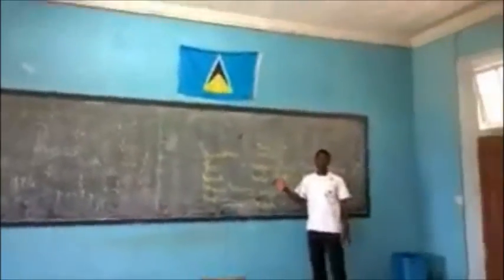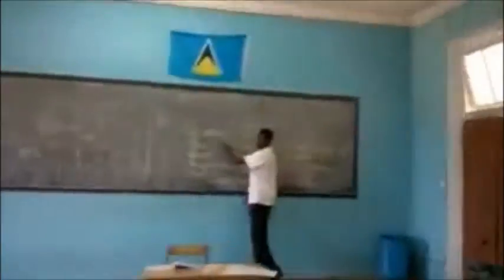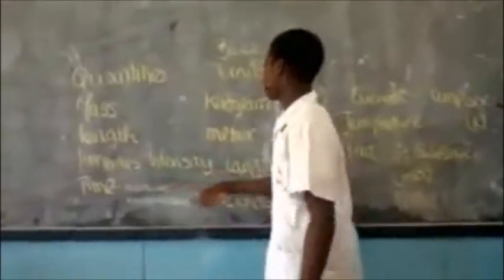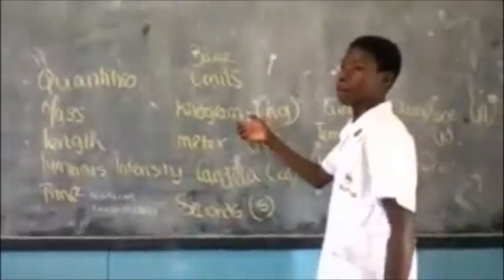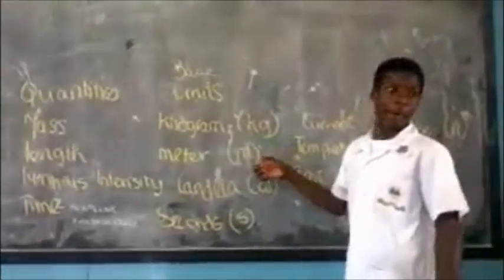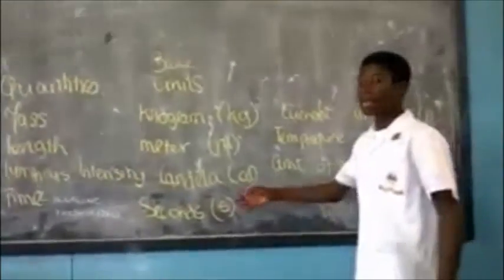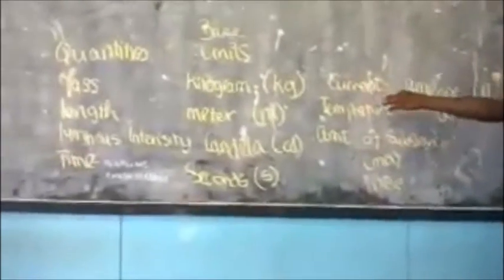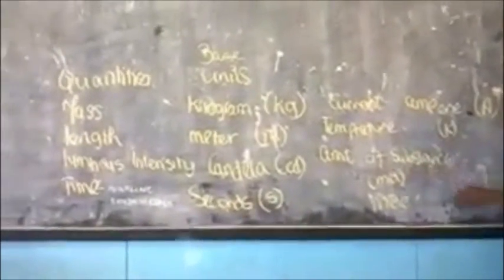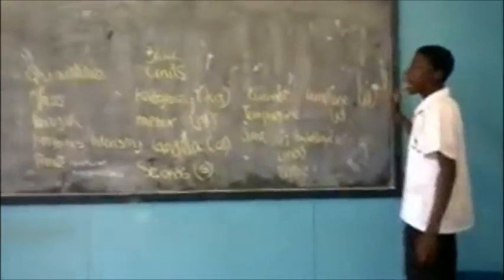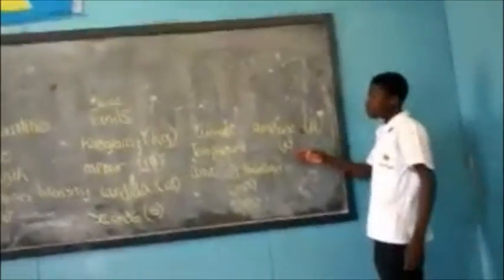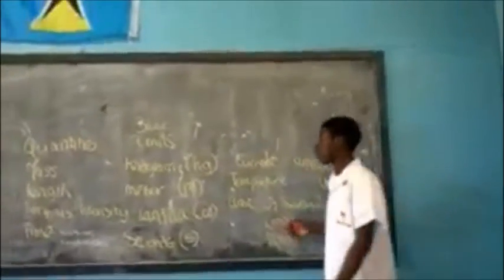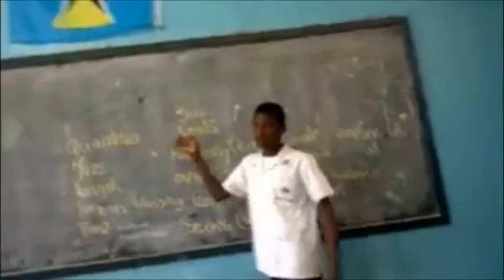Quantities, the main ones: mass, length, luminous intensity, time, and the base units being kilogram, shortened kg, meter, m, candela, cd, seconds, s, and other little important ones that we use in our everyday life. The quantities being current, temperature, and amount of substance, AMT for short. Ampere, A, temperature, K, amount of substance, mole, shortened mol. They are also called base units.